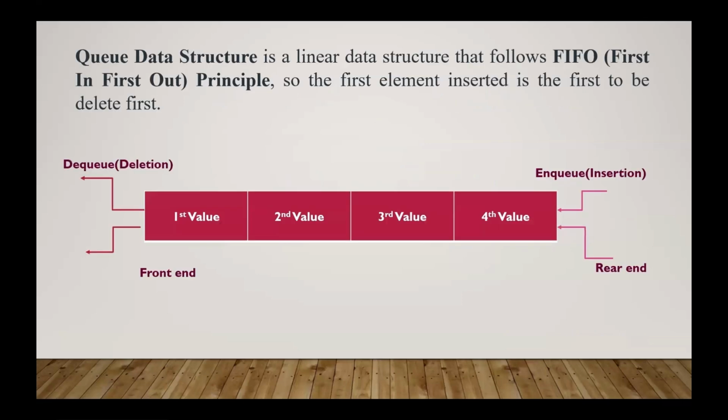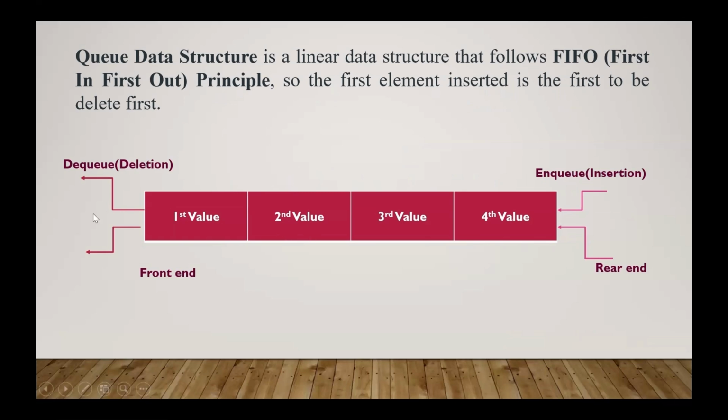So let us understand what is a queue. For queue, I have already made a separate video. I put the link in the description section, you can go and refer to it. So queue is a data structure. Which type of data structure? It is a linear data structure that follows first in, first out. It means the element that is inserted into the queue first is going to be deleted first.